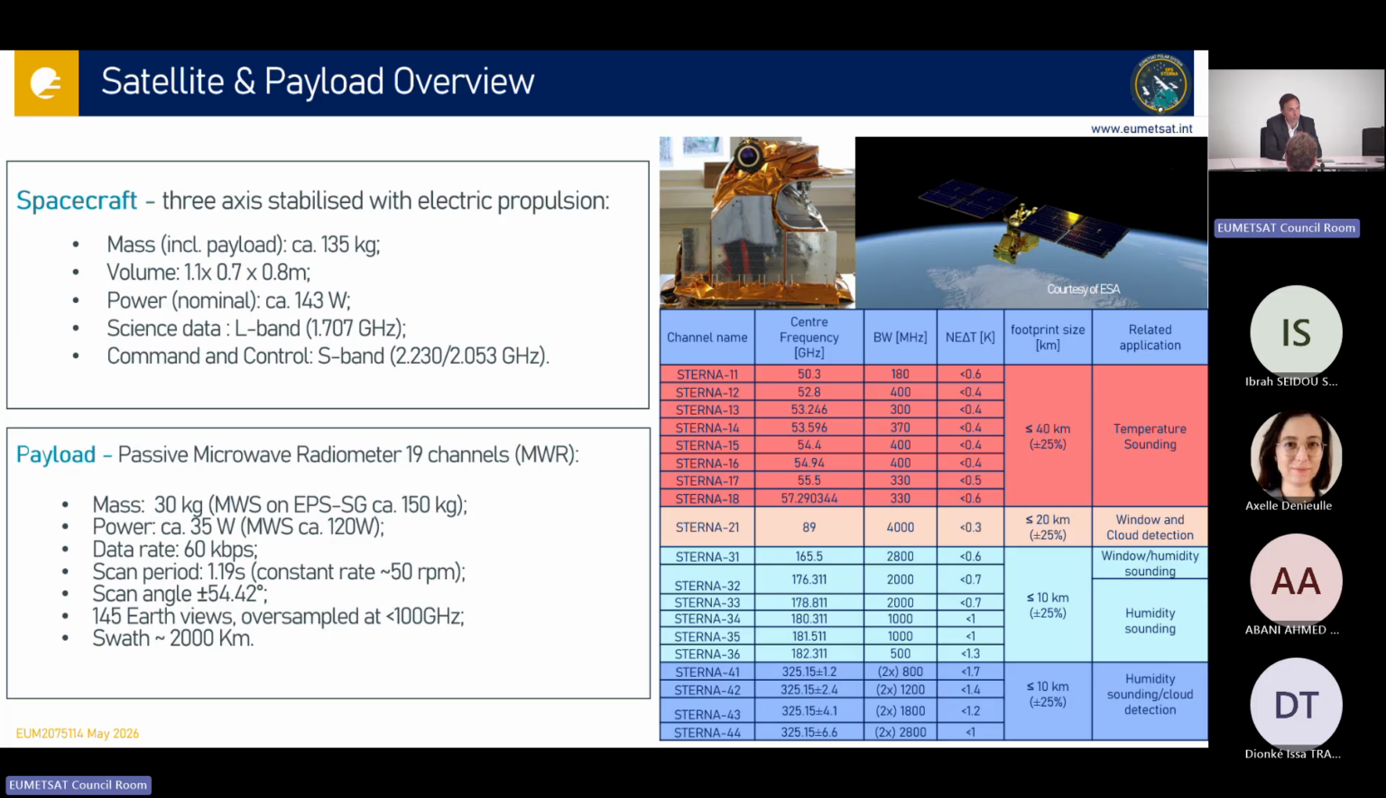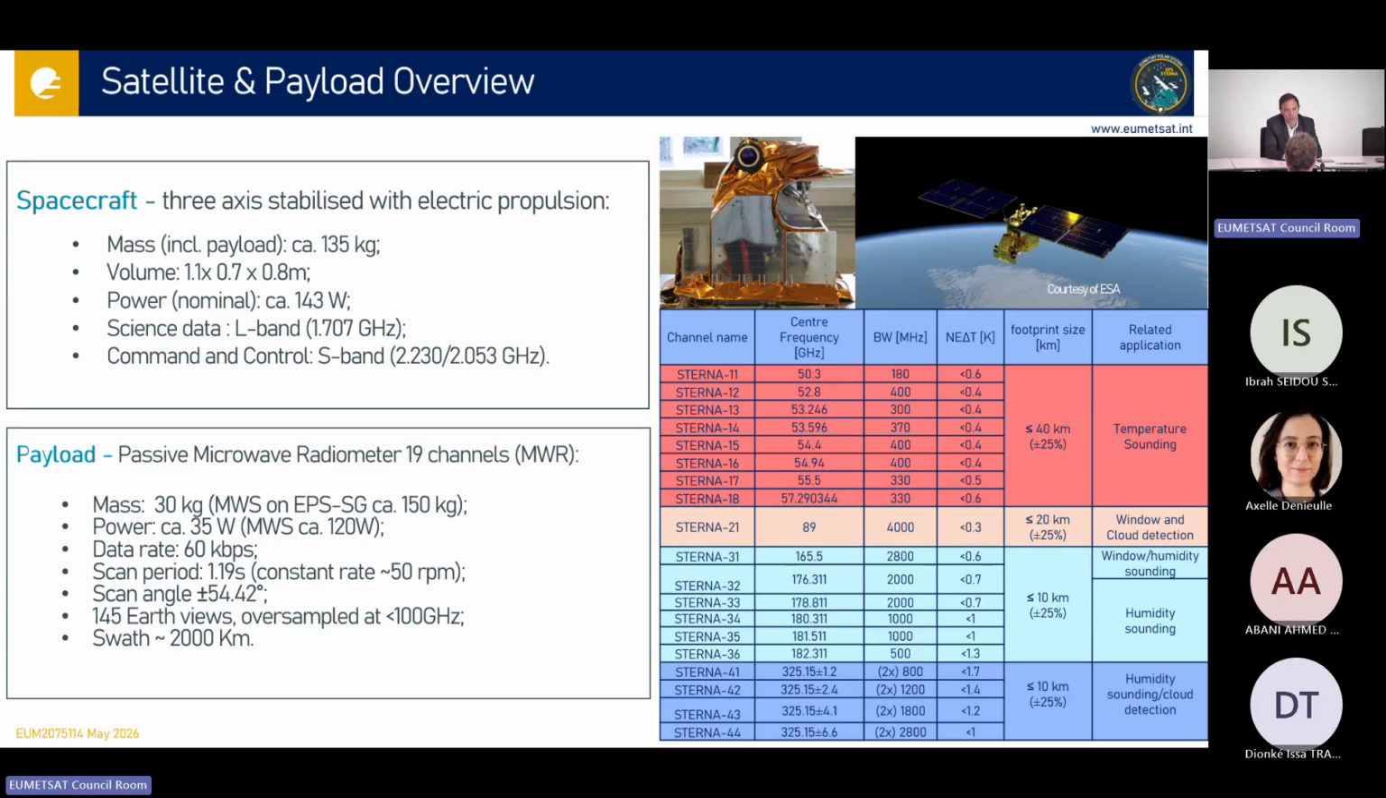There is only one instrument on board. That's a passive microwave radiometer with 19 channels, about 30 kilos, 35 watts of power consumption, very small data rate, and it's a cross-scanning instrument with an angle of about 54 degrees on each side, achieving about 2,000 kilometers swath. You can see on the table here the different channels.